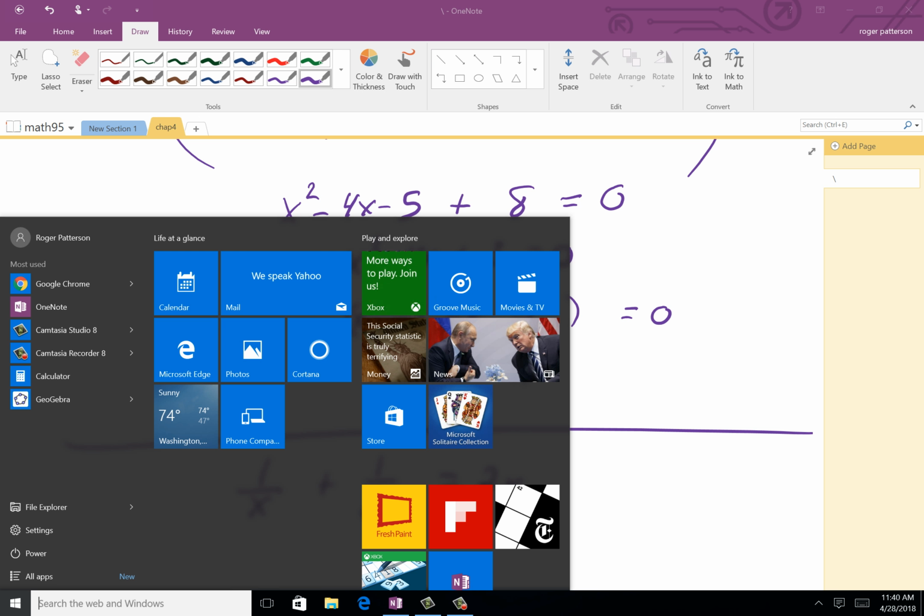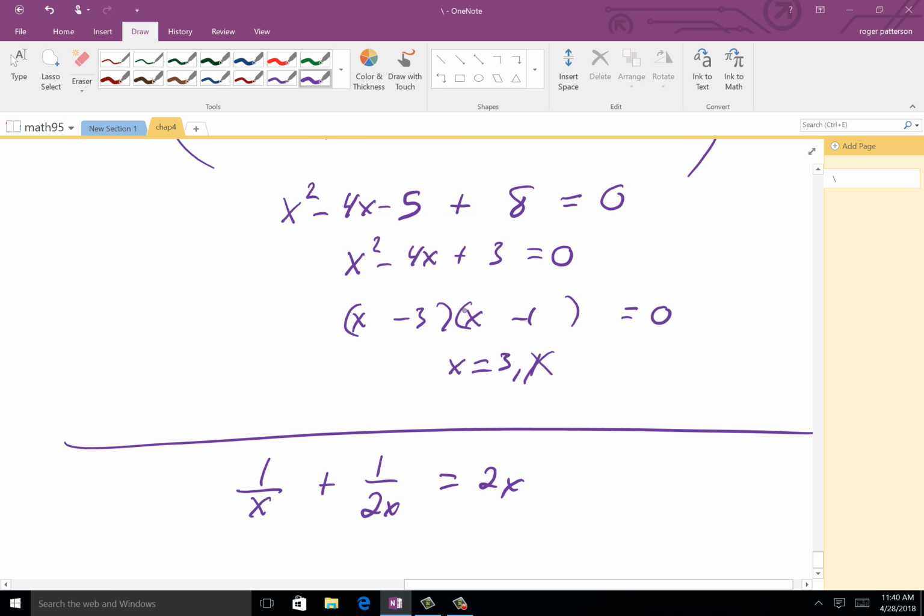I'll show you what it looks like graphically. So we're going to put this in here like this. All right, so I'm going to go y equals 1 divided by x plus 1 divided by 2x. Oops, careful here. So that's part of it. All right, so I'm going to put that in there. That's the left part of the equation. Then the right part is y equals 2x.